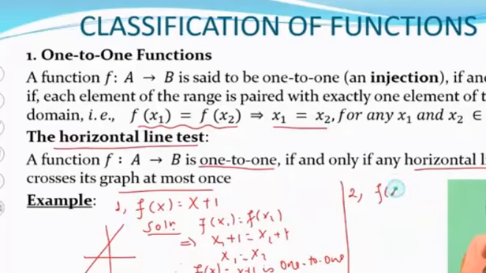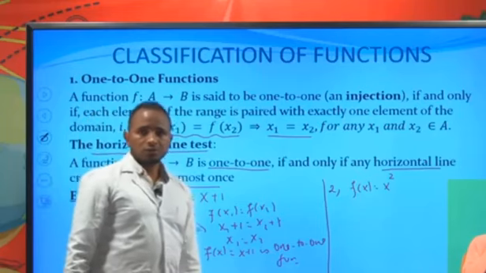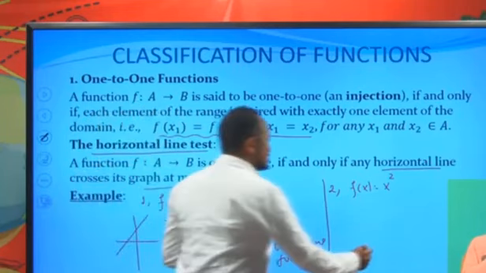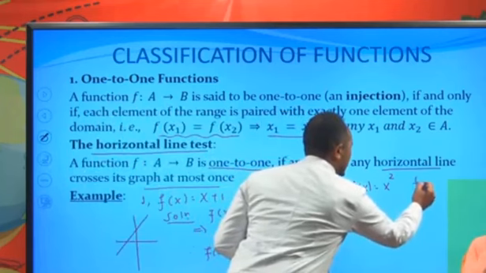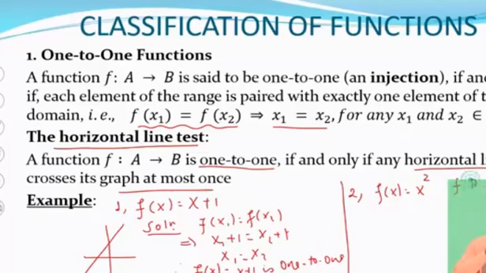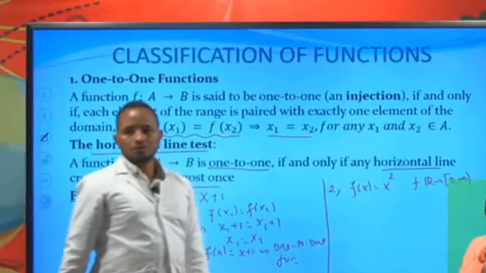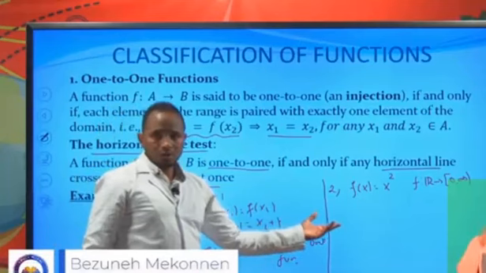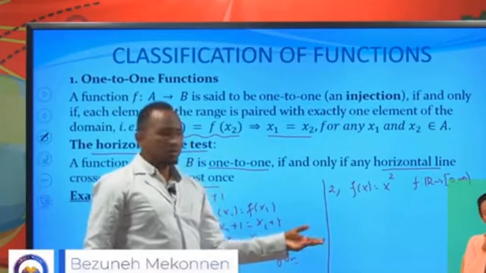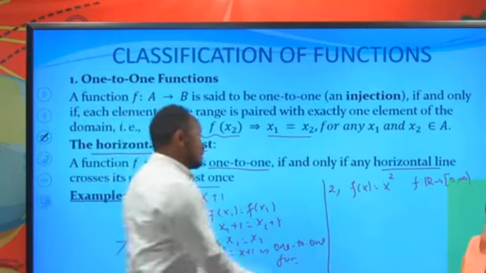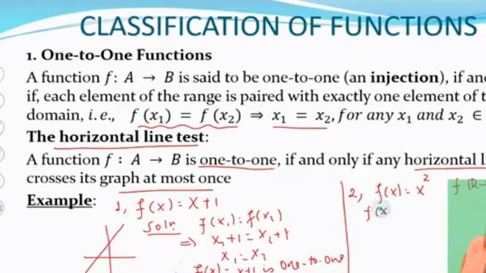Let's take f of x given by x squared, where f is defined from the real numbers to 0 to infinity. So f of x equals x squared. To check whether this is one-to-one or not, you can draw the graph or you can apply this formula: f of x1 equals f of x2.